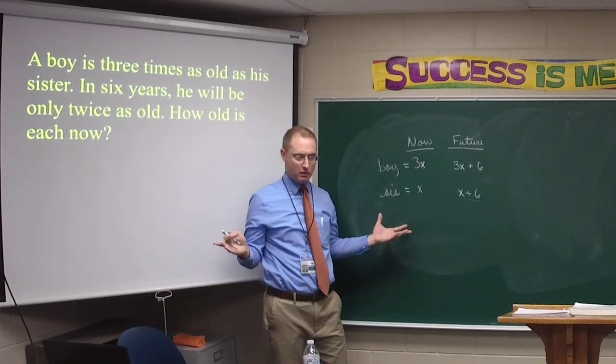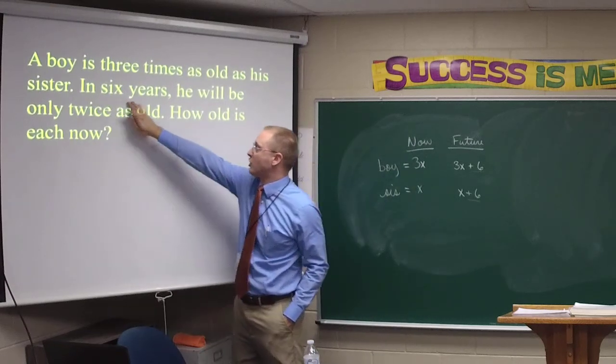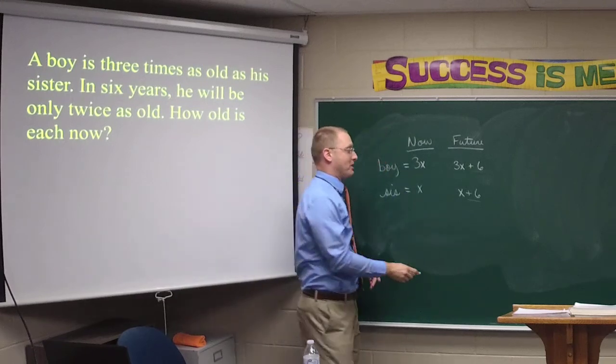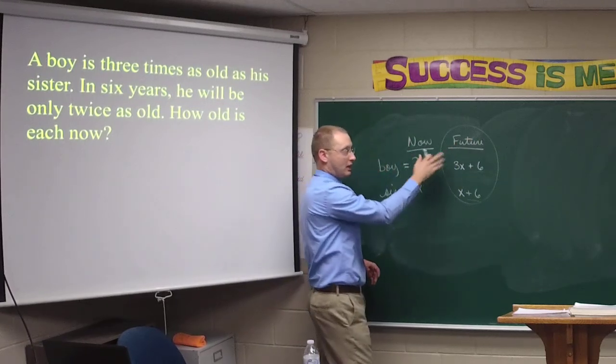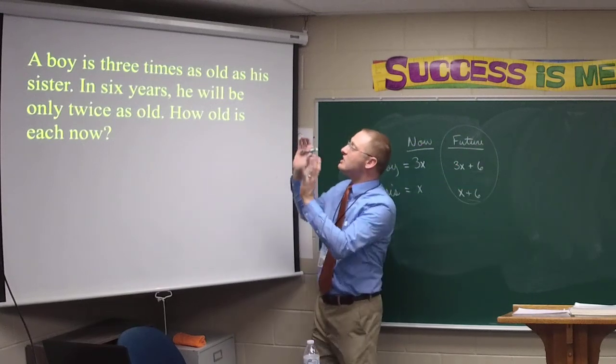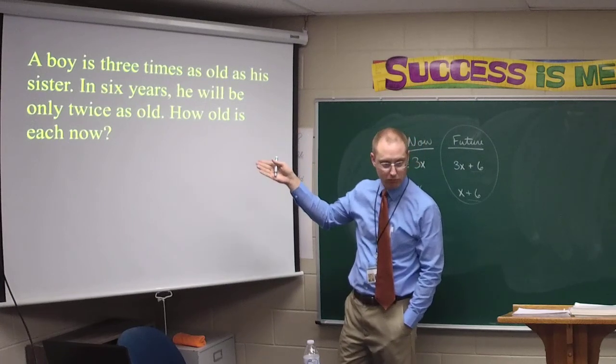So far, so good? Now, that "in 6 years," this prepositional phrase, if you'll pardon the use of English class here, is the transitional statement that separates the two columns. And it puts us now here. So it says, in 6 years, and then it gives us the equation. He will be twice as old, right?